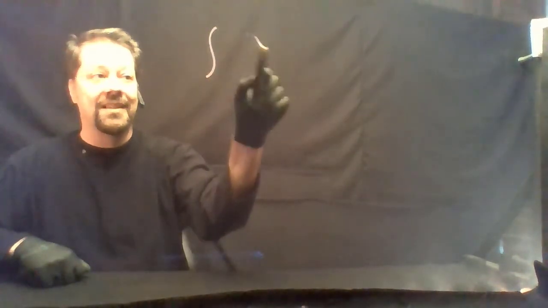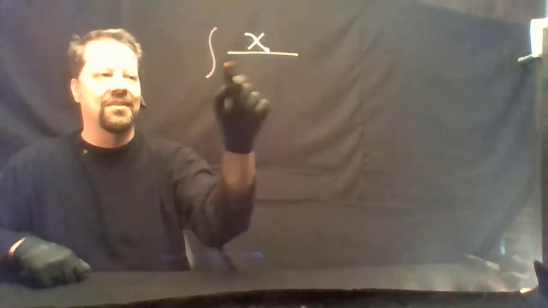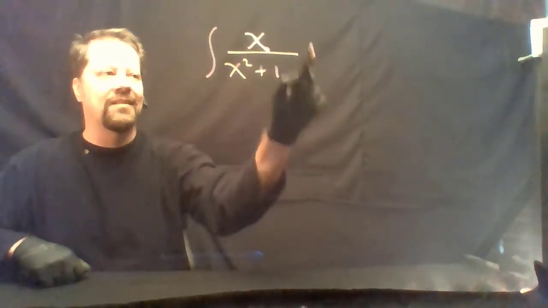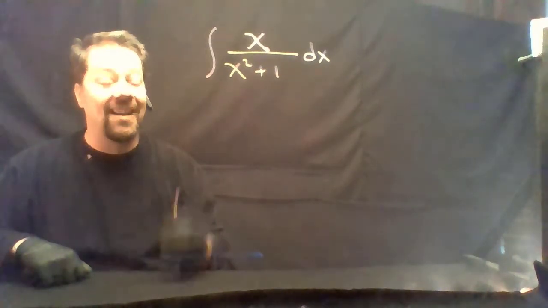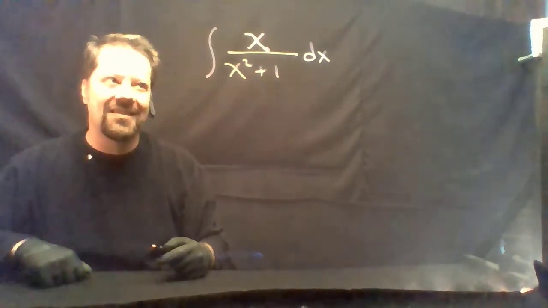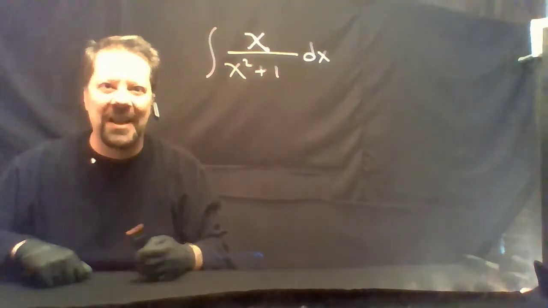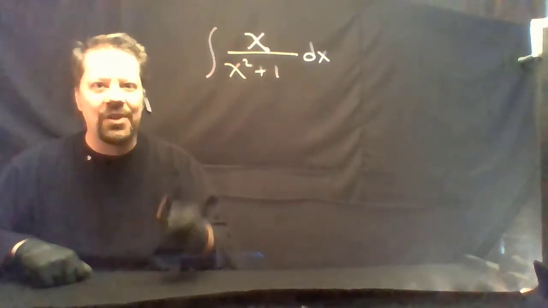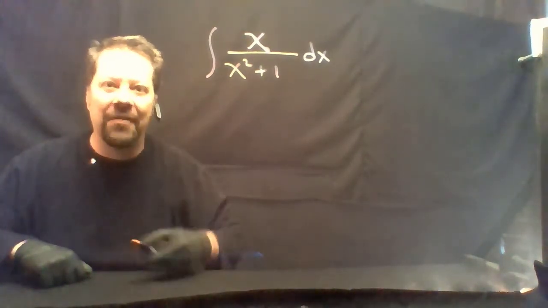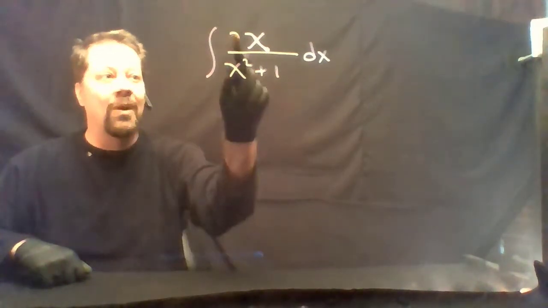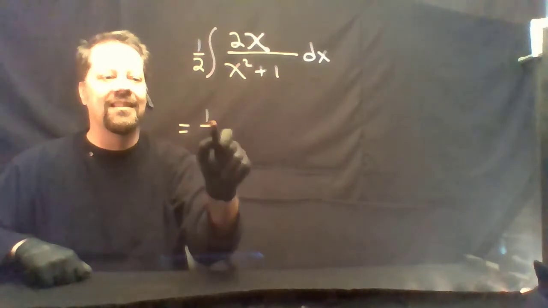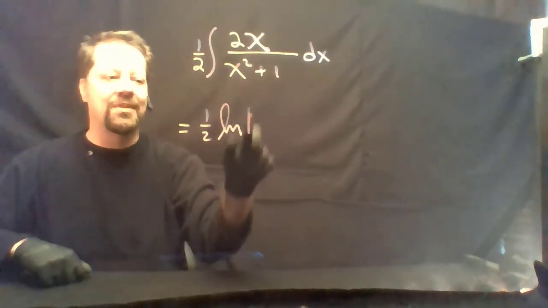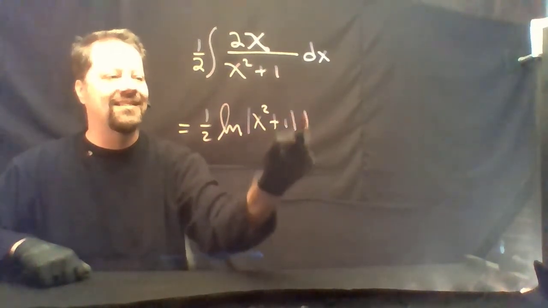Let me give you another example. If I have x over x squared plus 1, it's not quite what I want. I want the numerator to be 2x. But there's an old Spanish proverb. Take what you want, then pay for it. I get what I want. I just have to pay for it, with the 1/2 out front. So the answer is 1/2 log absolute value of x squared plus 1 plus c.